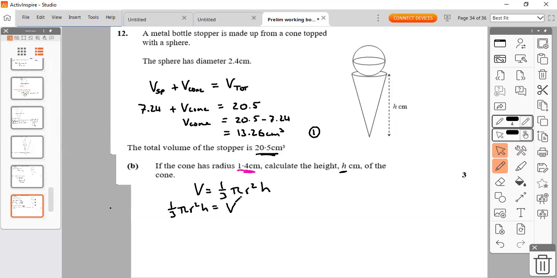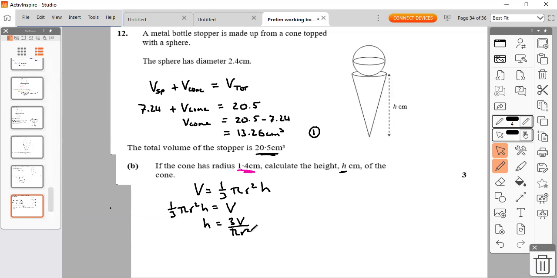And then I'll move everything. If I move the 1/3, I'm moving the 3 across to the other side. The 3 is a divide on the left hand side, it becomes a multiple. The pi is a multiple on the left hand side, so it becomes a divide. And the r squared, I'm moving that whole r squared over, so that becomes a divide. So h would equal 3v over pi r squared. Is everyone comfortable with that transposition?